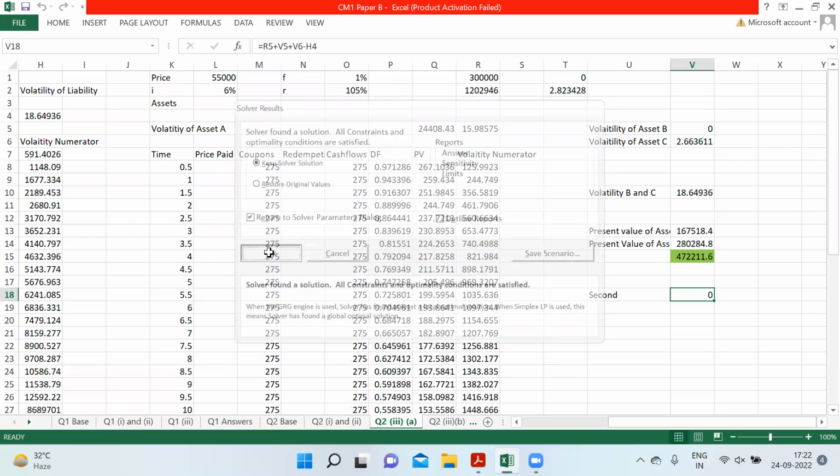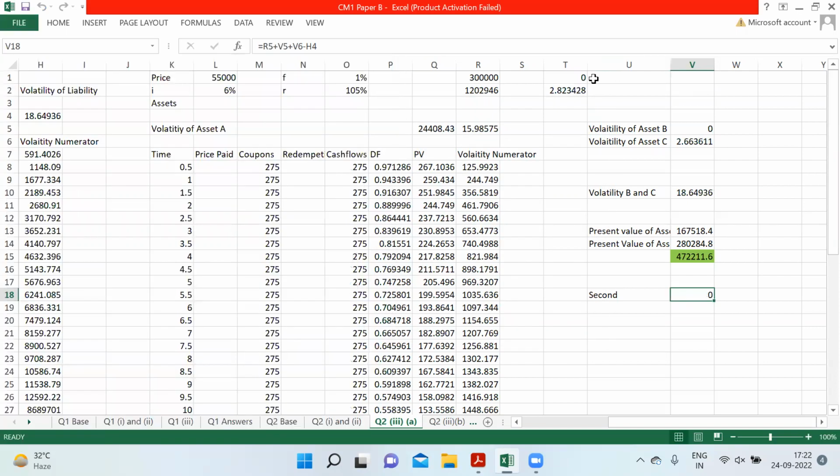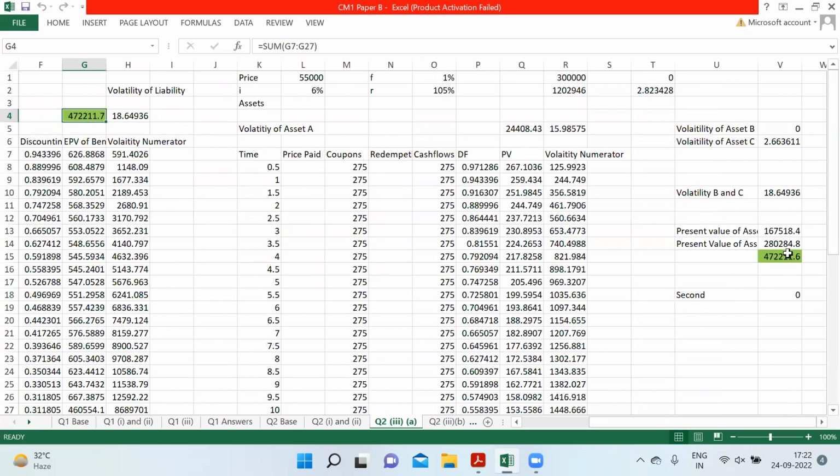So the answer we are getting is that there should not be any holding of asset B, meaning asset B should not be held for any more years, and this asset should only be held for 2 years. Then it will meet the volatility condition, that the volatility of assets is equal to the volatility of liabilities. If you see now, the volatility of all the assets is equal to 18.64936, and this is also equal to the volatility of liabilities, and our present values are also matching under these conditions.